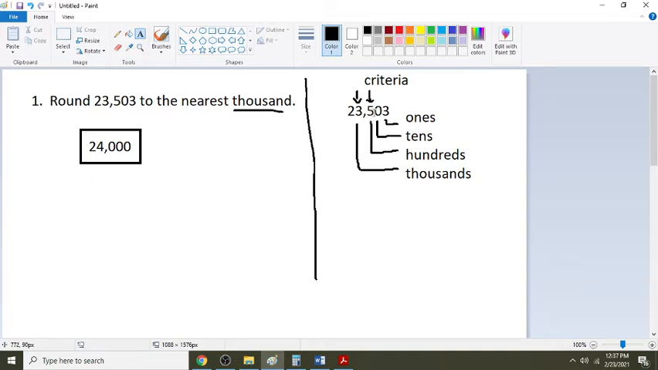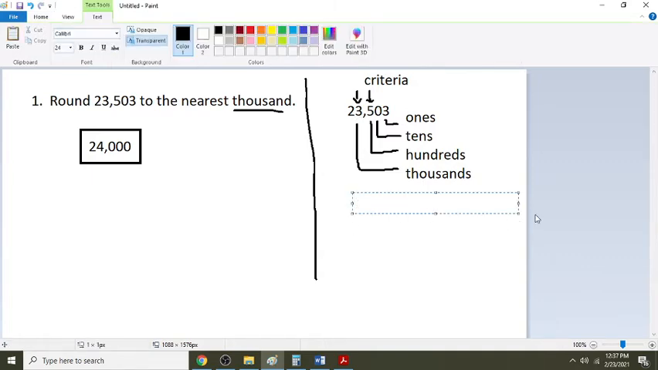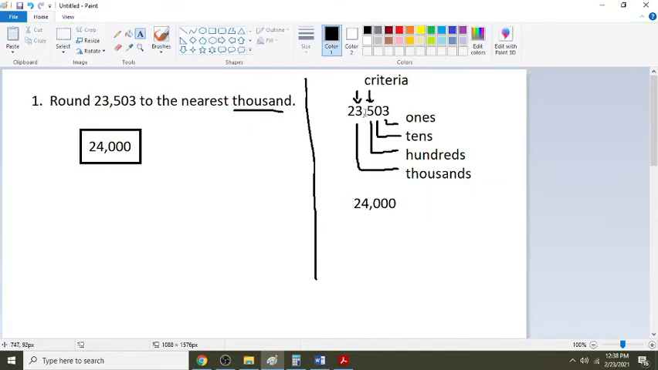But because this is 5, which is 5 or greater, you add 1 to the digit 3, which gives you 24, and then you put 1000. The other digits become 0. So that's it. You get 24,000. That's basically how we explain it.